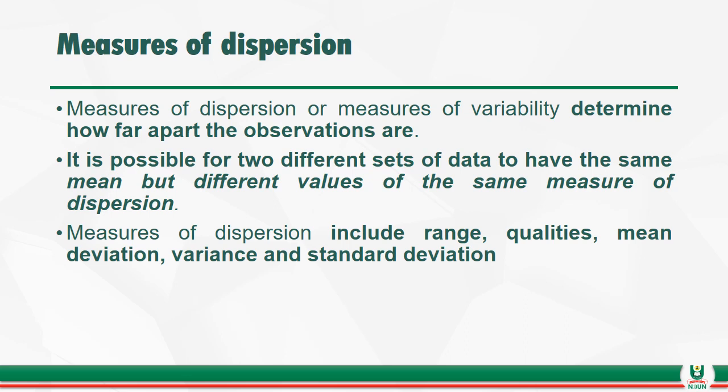Coming to measures of dispersion. Measures of dispersion or measures of variability determine how far apart the observations are. It is possible for two different sets of data to have the same mean but different values of the same measure of dispersion. Measures of dispersion include range, quartiles, mean deviation, variance, and standard deviation.